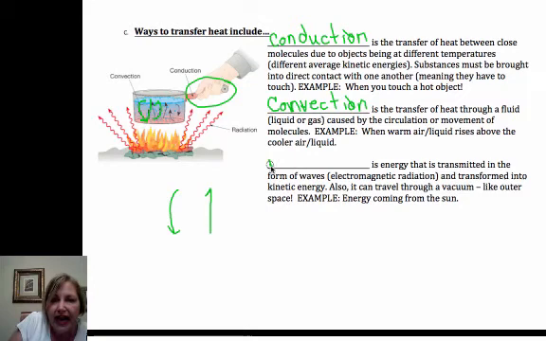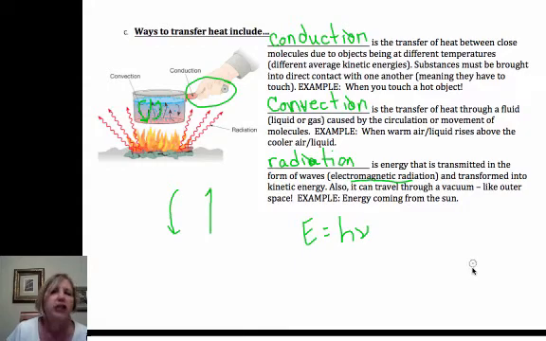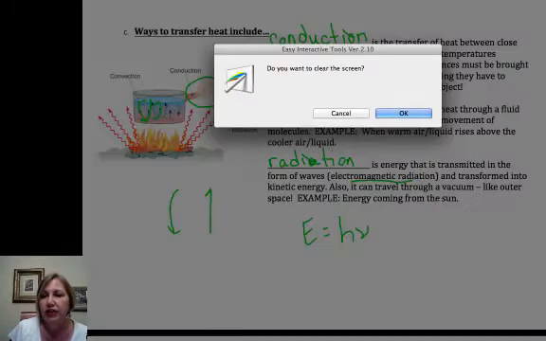Okay, and then we have radiant energy, or radiation. That's via electromagnetic radiation, and we did that a long time ago. Remember, we calculated a packet, a photon of energy, as energy equals h nu. So when the sun is warming us up, that's our radiant energy.